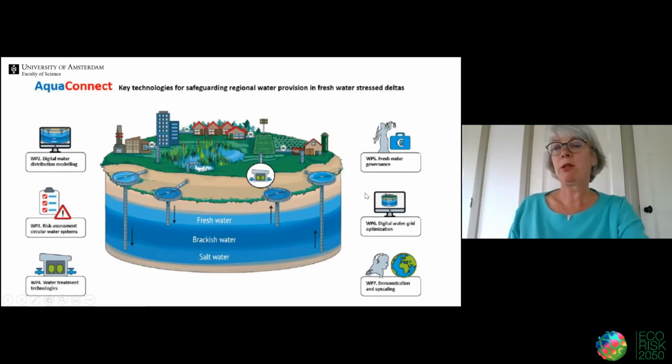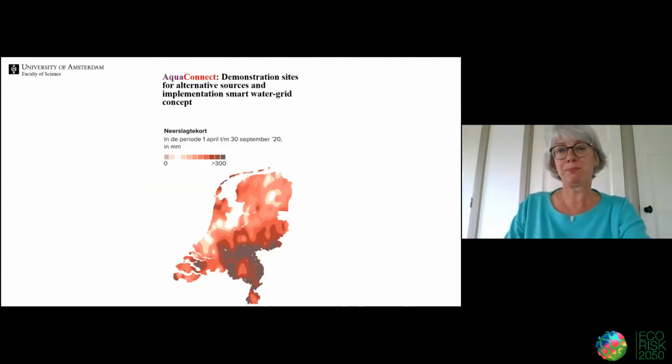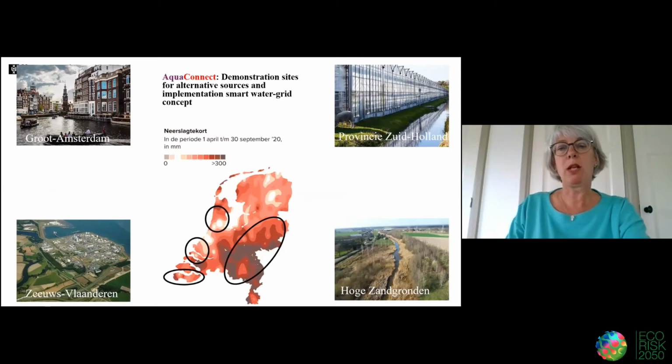We will also look at the governance questions there, and we will demonstrate this in several areas. And with this, compared to the energy grids, we will come to an optimization of digital water grids to connect these available sources for reuse and the demands. And we will apply this in several parts of the Netherlands.